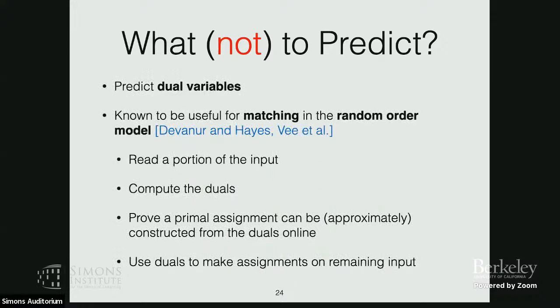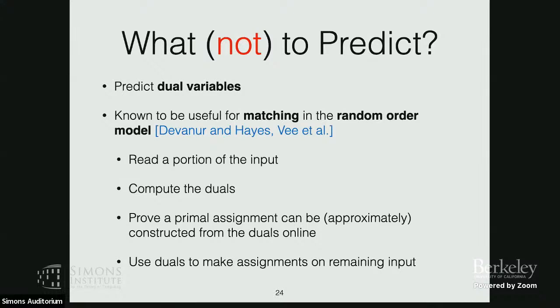Another thing we thought about was dual variables. So maybe we would predict the dual variables for the natural linear program for this problem. This is a pretty good idea. And in fact, this works for a related problem of matching in the random order model. This goes back to some work long before this prediction model stuff by Devanur and Hayes and Devanur et al. So think of bipartite matching.